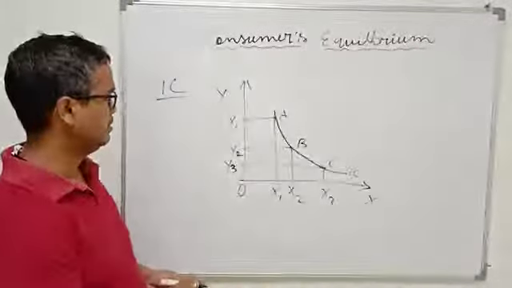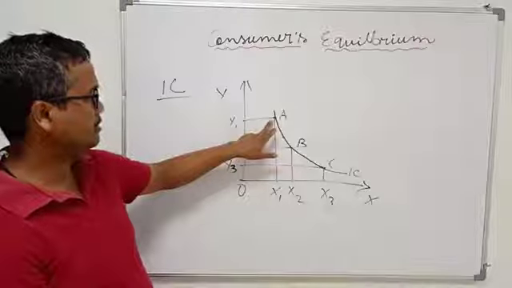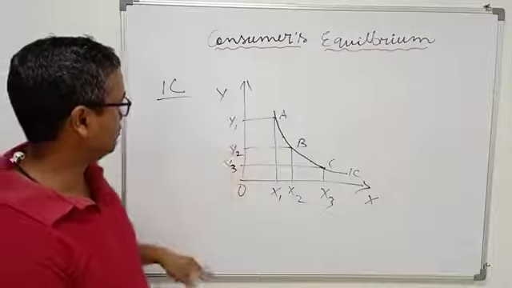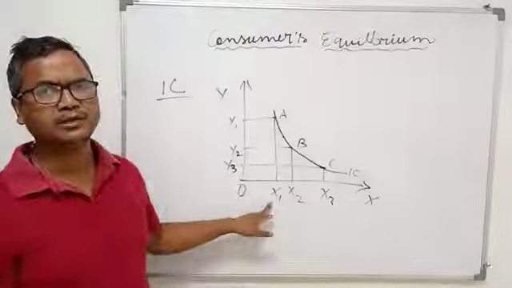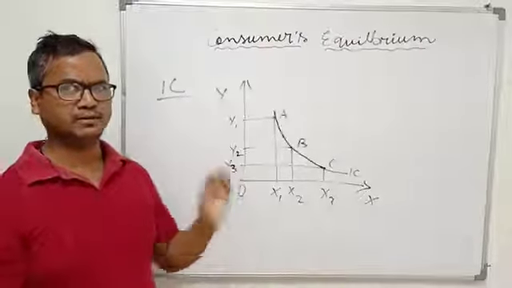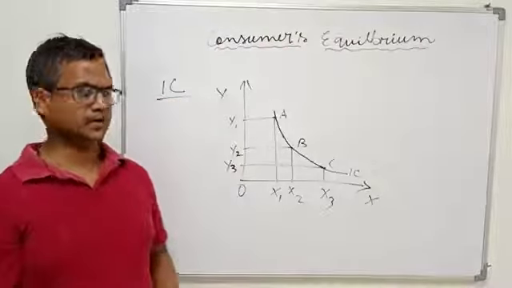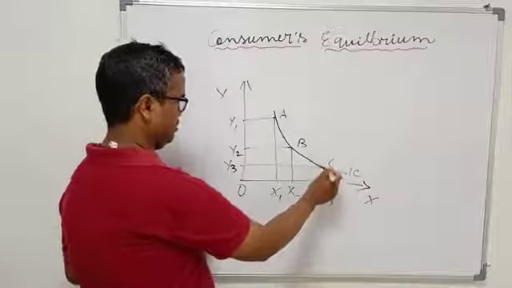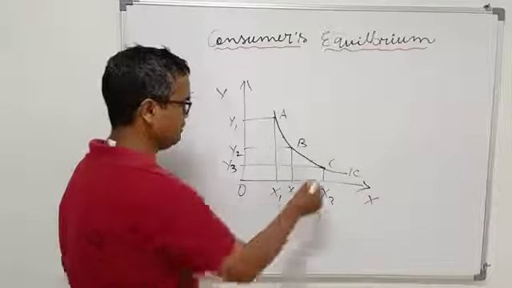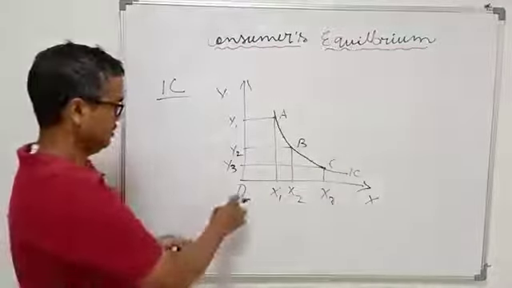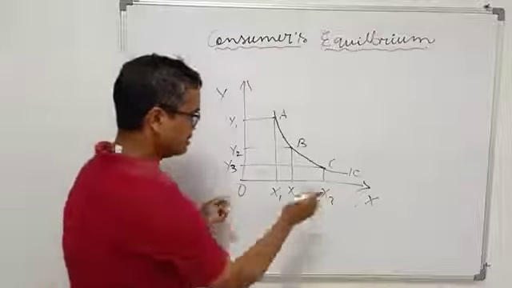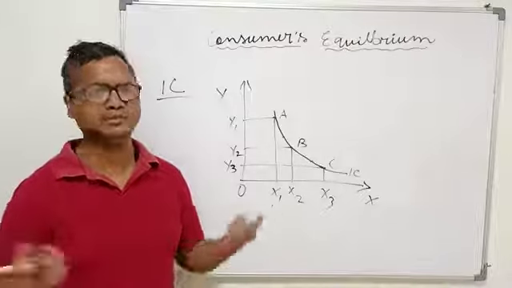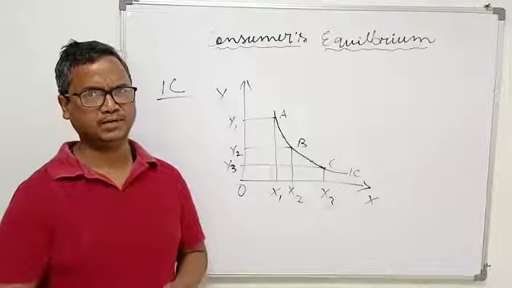That means if the consumer is choosing combination A, consuming OY1 of Y good and OX1 of X good, whatever satisfaction or utility he or she gets, if he or she chooses combination C, that is OY3 of Y good and OX3 of X good, his or her satisfaction level will remain the same. That is the concept.